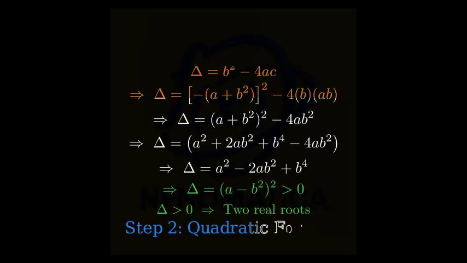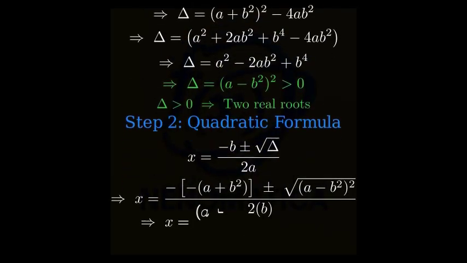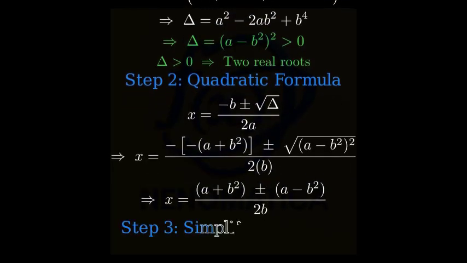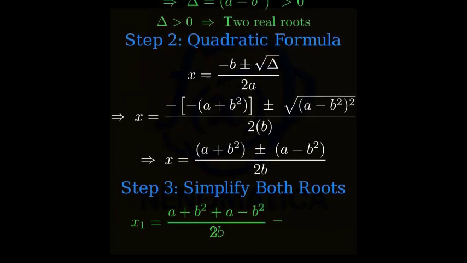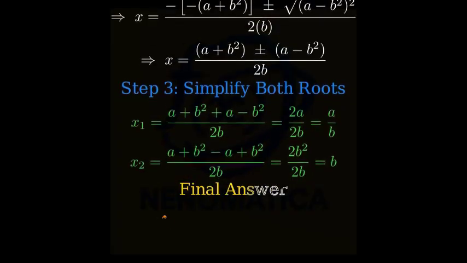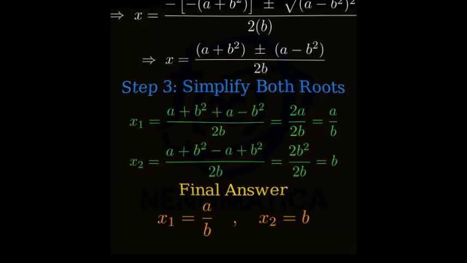Step 2. Write the quadratic formula, then substitute the values and the simplified discriminant, following the exact order. Step 3. Simplify each root exactly as in the image. First add, then subtract, and reduce the fractions. Therefore, the two real solutions are a over b and b. This completes the solution, matching the exact algorithm and ordering of the provided context.